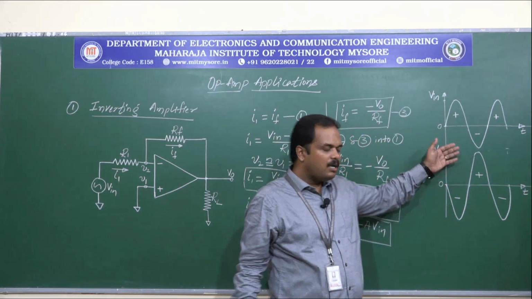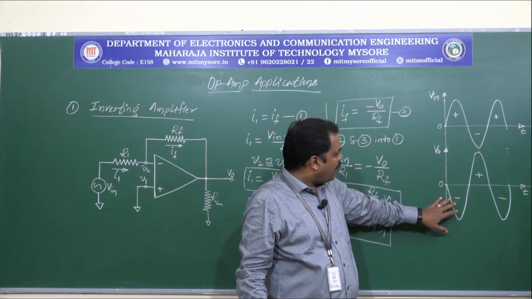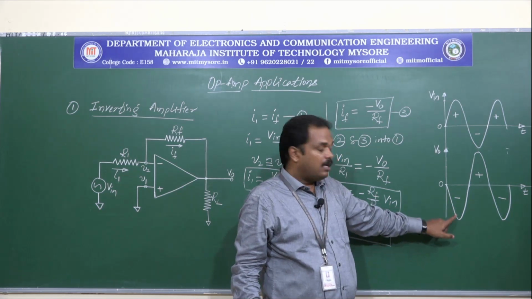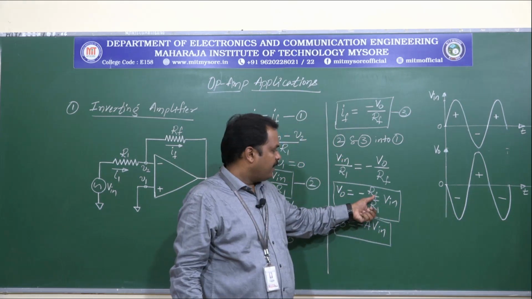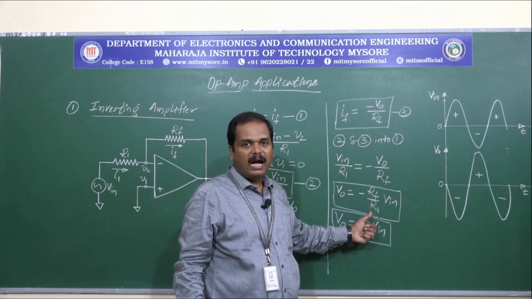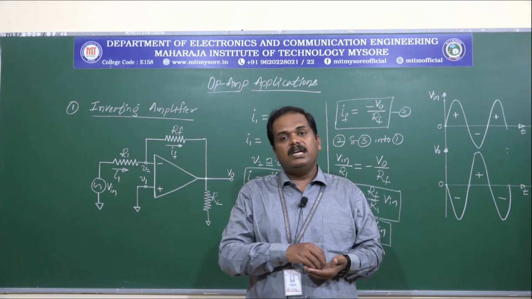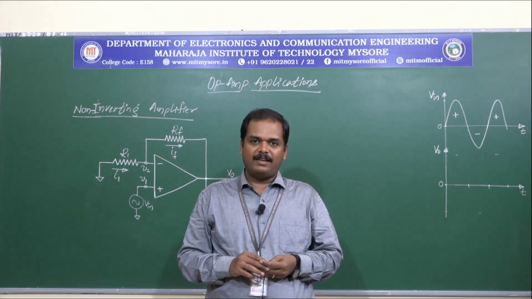So what we can see here in the output waveform is the output is 180° out of phase with amplified level, right? So that is given by the ratio RF by R1. So this is the working of the inverting amplifier. Now let us understand the working of non-inverting amplifier.